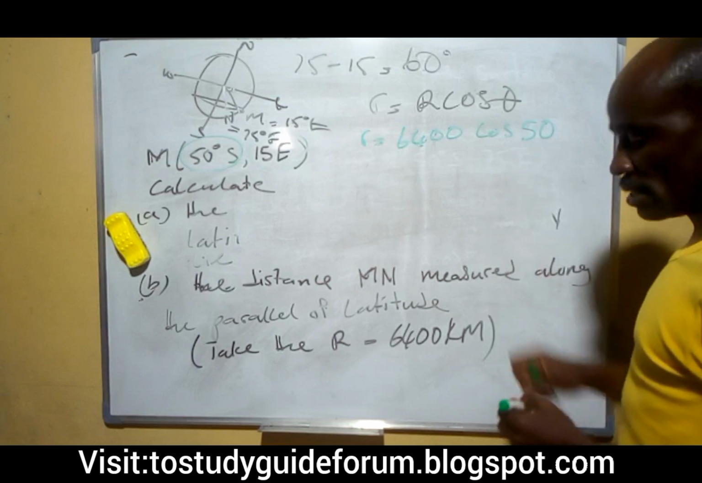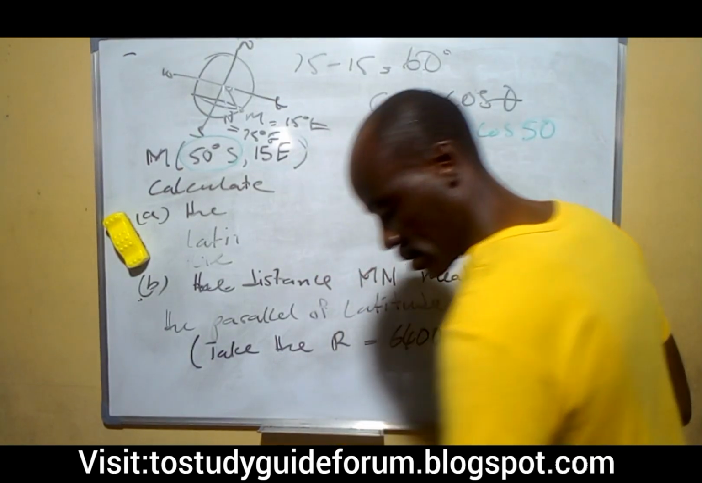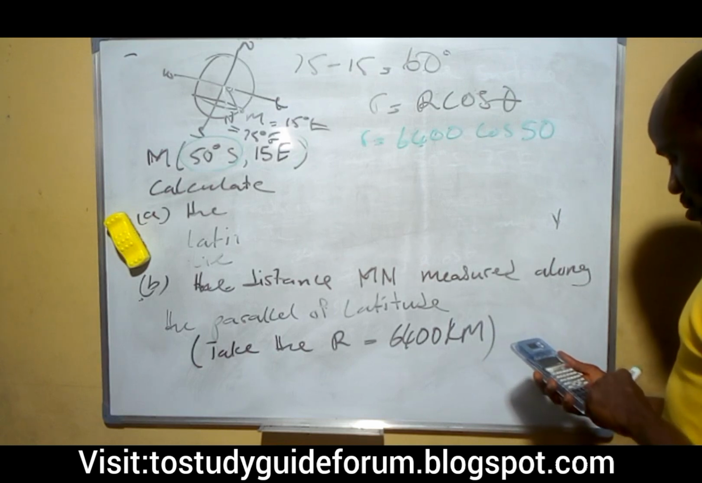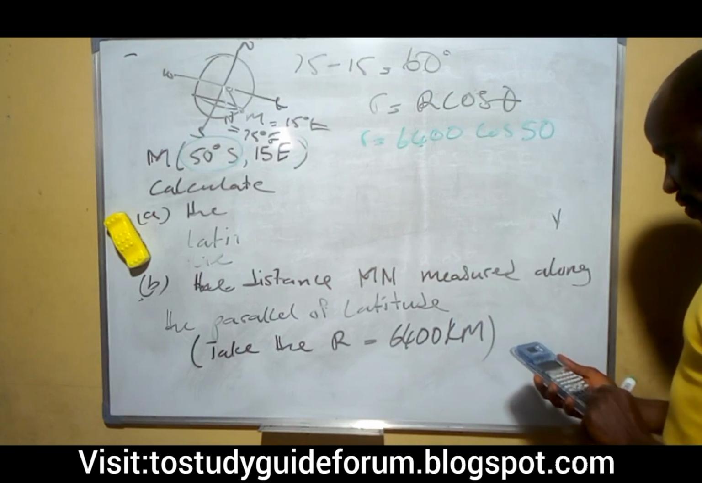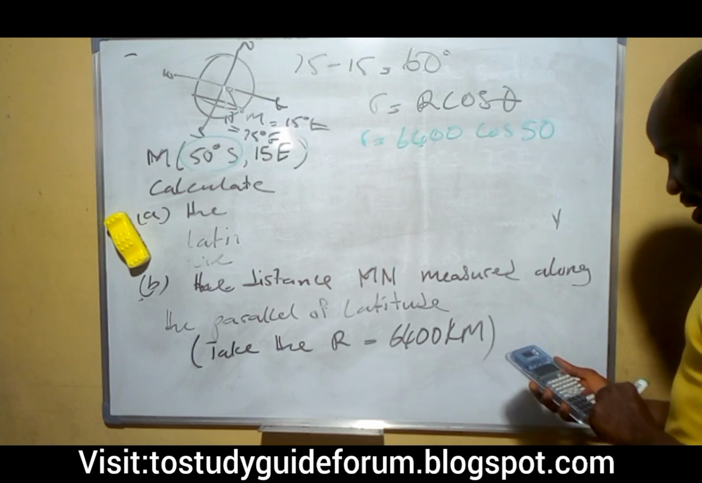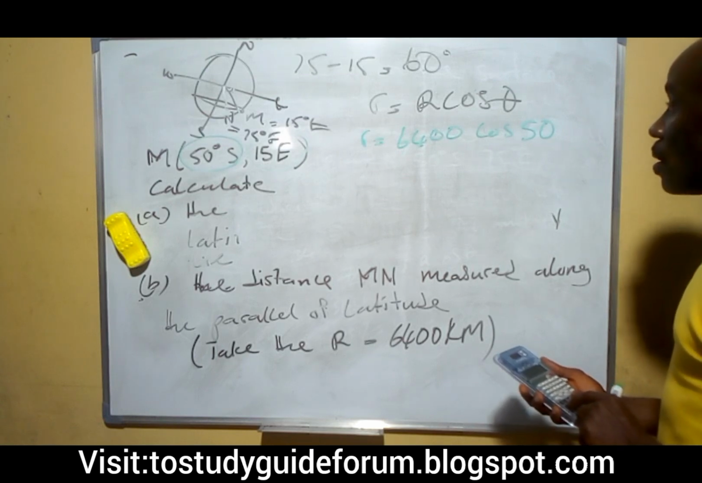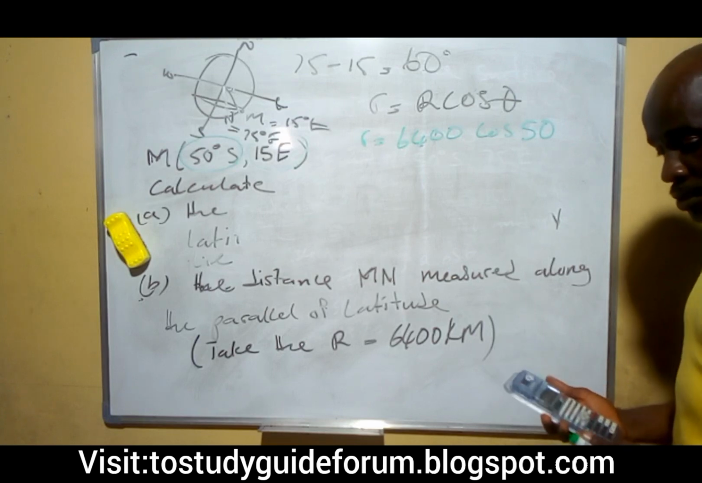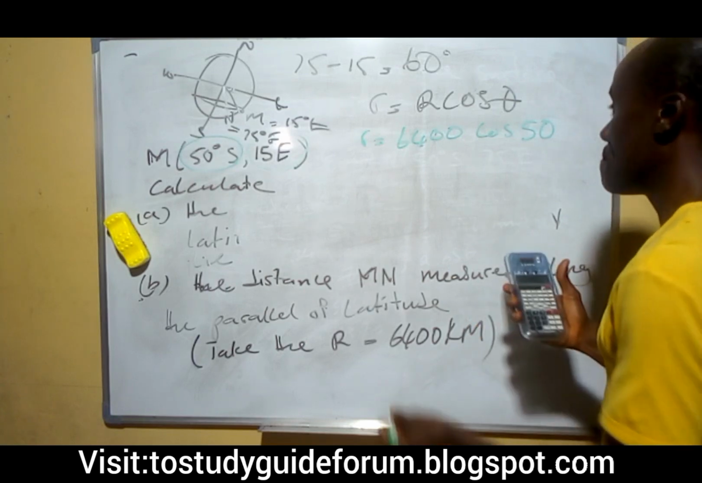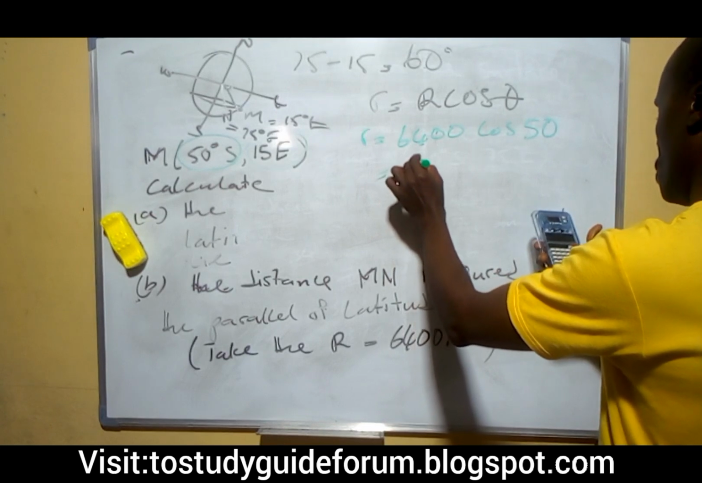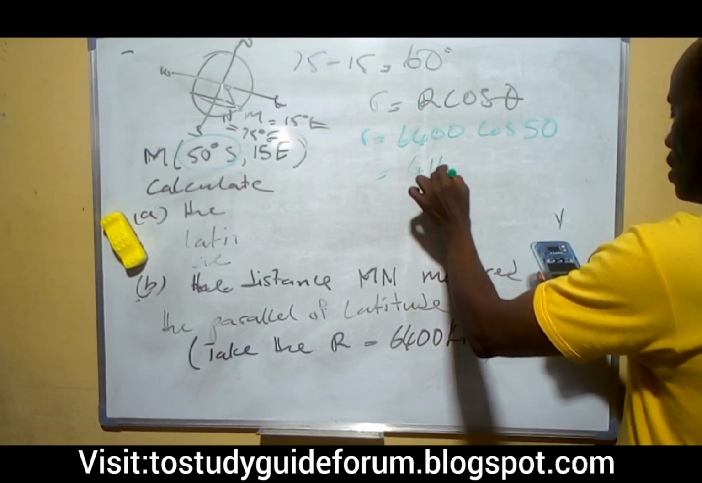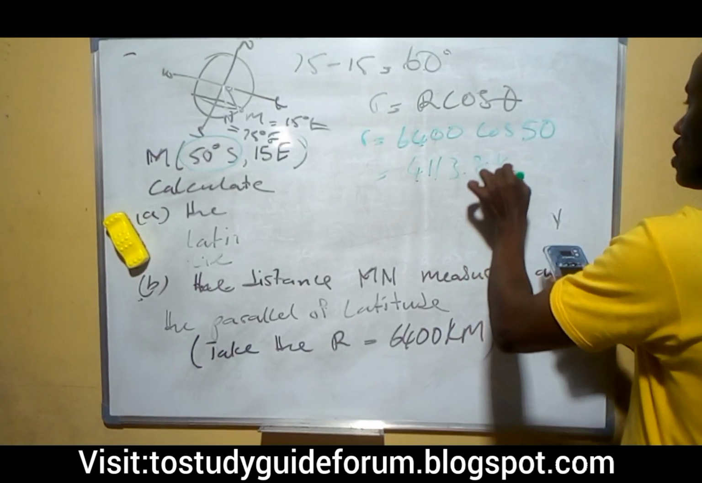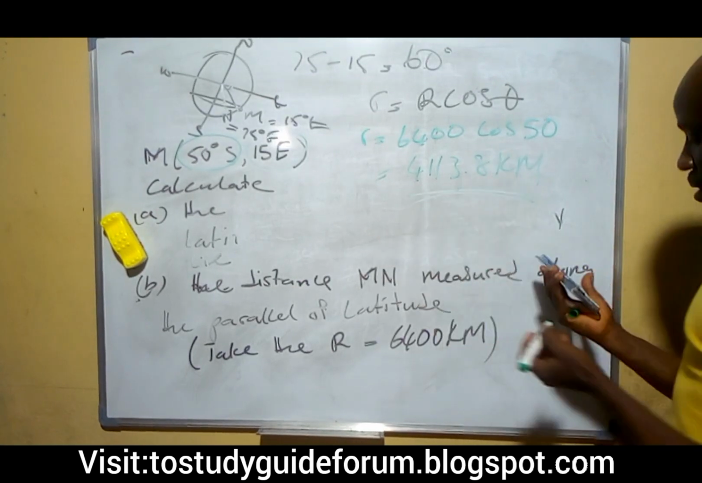So when we get the cos of that, it is cos 50. Cos 50 multiplied by 6400 will give us 4113.8 kilometers. That is what we have.